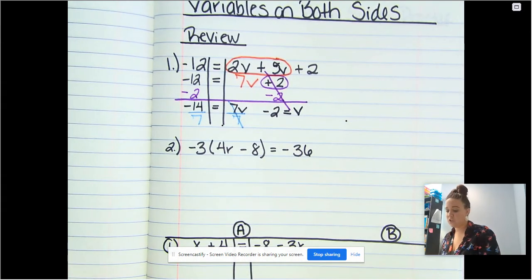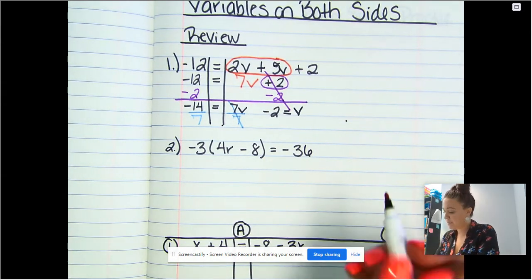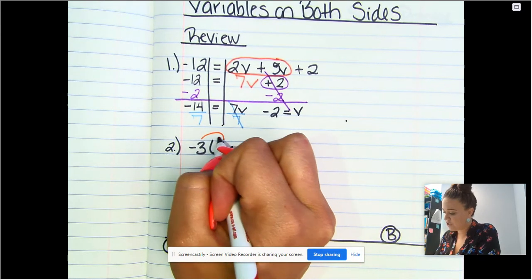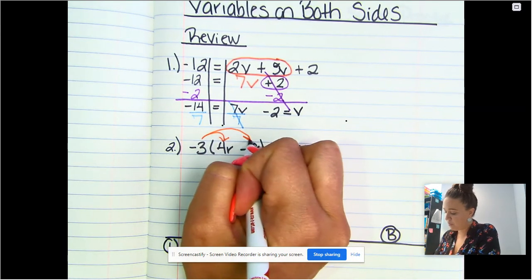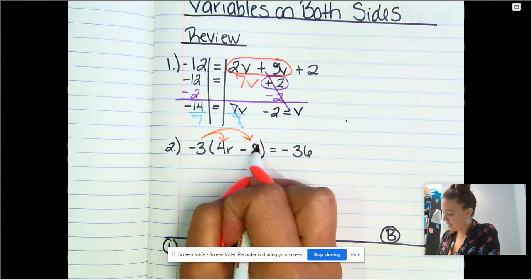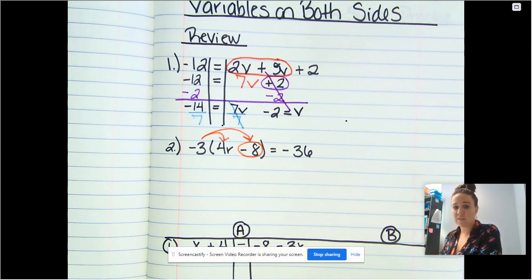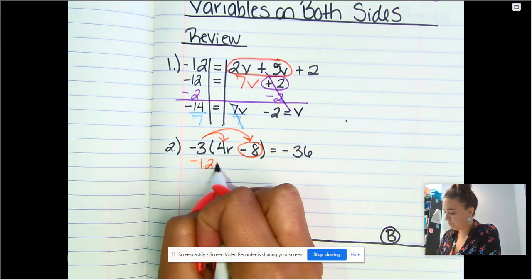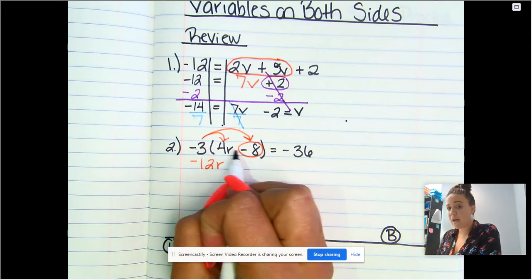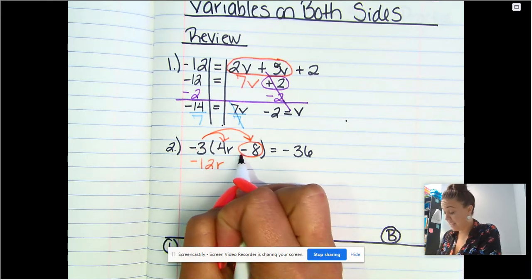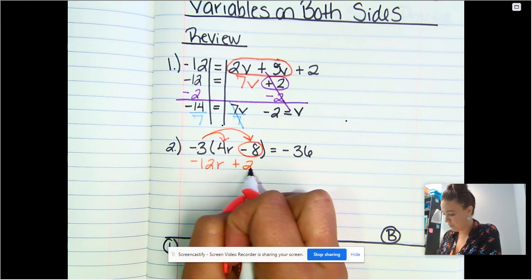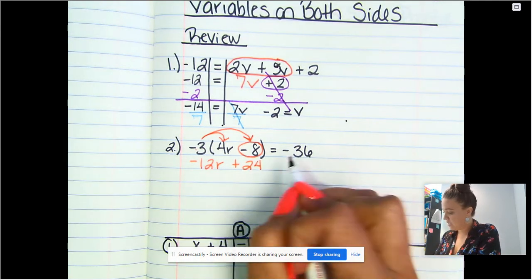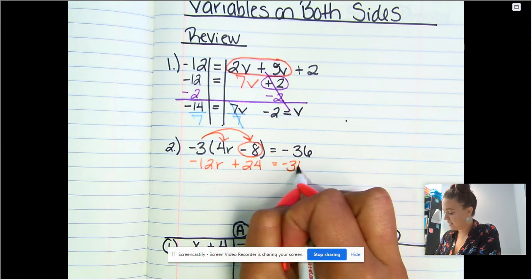Okay, example number 2, we did a brief review of distributive property today. So we are going to distribute negative 3 through our parentheses, remembering that this is technically a negative 8 because the subtraction sign is brought with it as a term. So as we do this, we have negative 12r, negative 3 times a negative 8 is a positive 24, and then that is equal to negative 36.